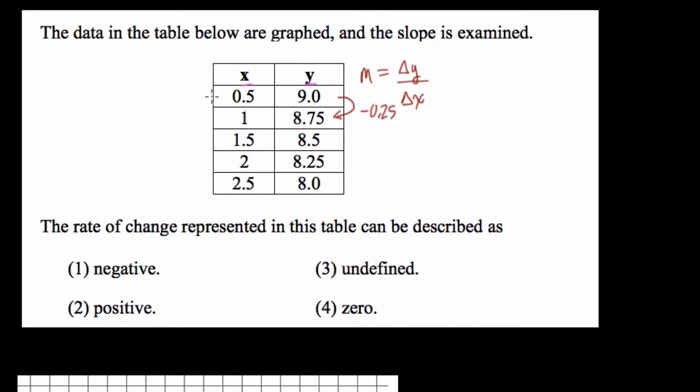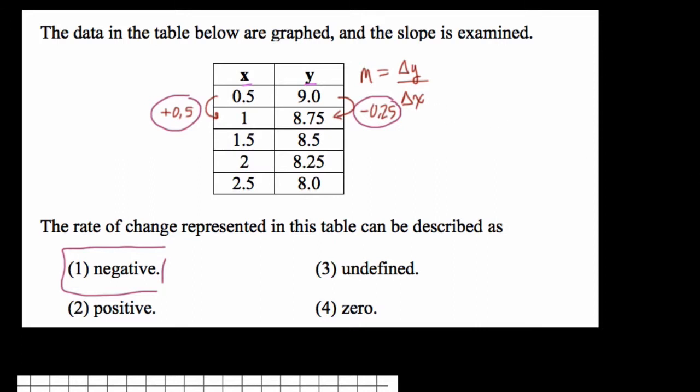Well, here, if we start in the same location, x is at 0.5, and it's going up to 1. So it's going up by 0.5. So this combination where x is increasing, the delta x is positive, and your y is decreasing, that means your delta y is negative. This gives you a negative rate of change, or negative slope, choice 1.